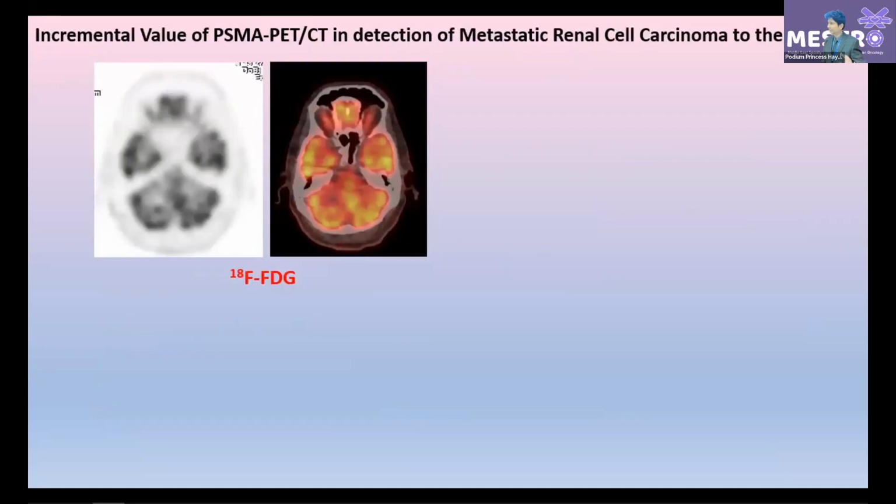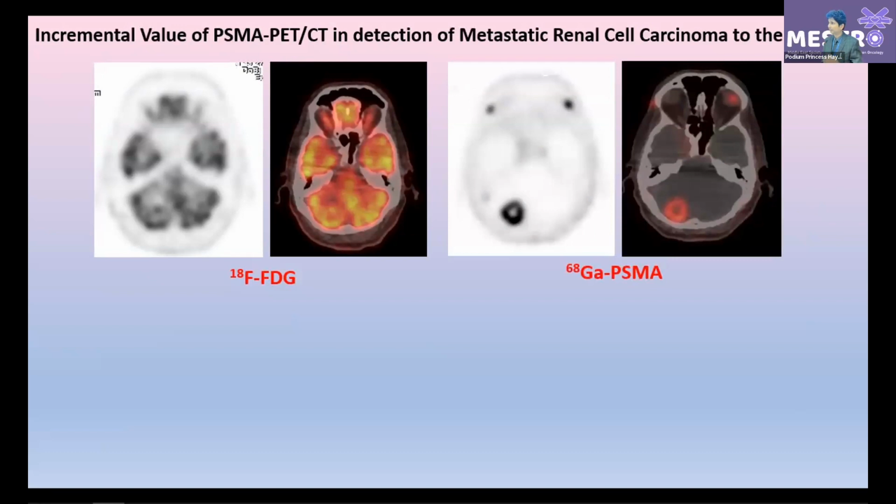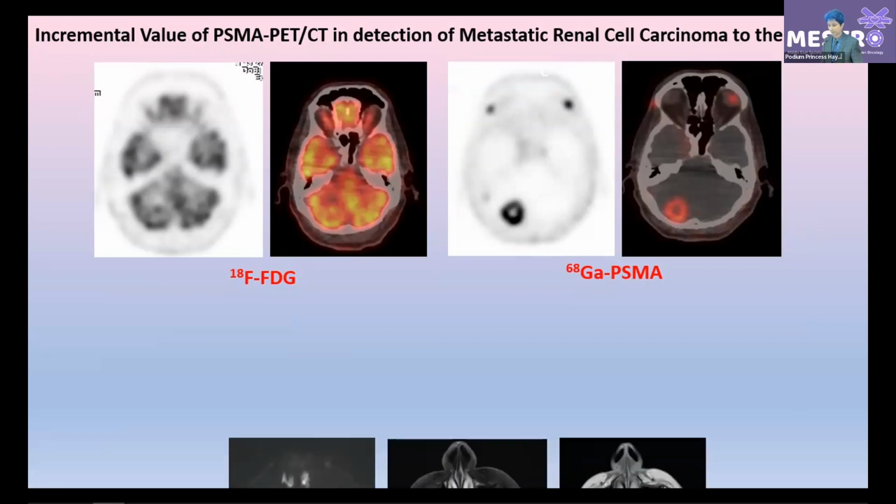This is a case of metastatic renal cell carcinoma. FDG doesn't show any avid lesion in the brain, but you can clearly see that these tumors are positive on PSMA because of tumor vascularity. Highly vascular tumors can be positive on PSMA.